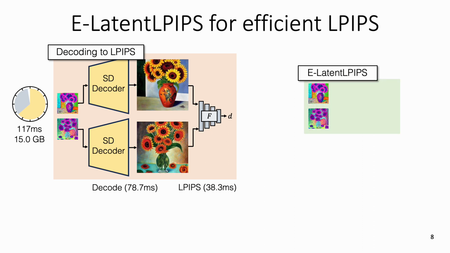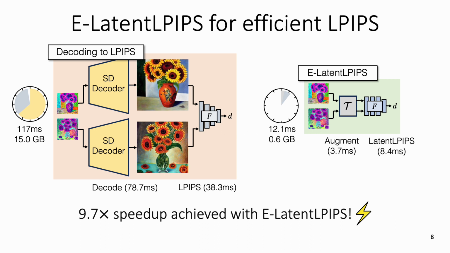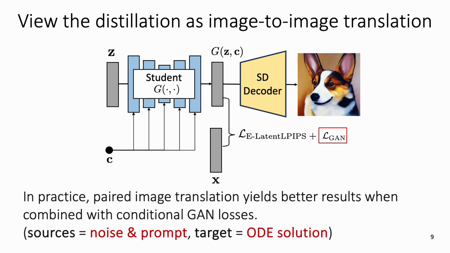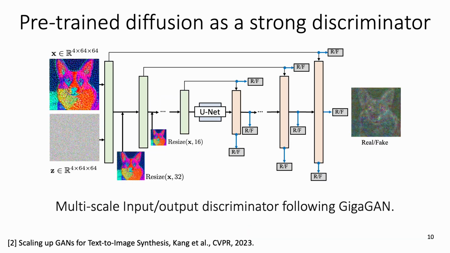However, our proposed E-latent LPIPS uses differentiable augmentation first to prevent adversarial attacks and compares perceptual similarity directly in latent space, speeding up LPIPS calculation by 9.7 times. Now, we will switch to latent LPIPS. Since our regression training can be seen as a paired image-to-image translation, where the source is Gaussian noise and prompt, and the target is the ODE solution, we can further introduce a conditional GAN formulation to improve distillation performance. Specifically, we propose a multi-scale input-output diffusion discriminator, and please refer to our paper for more details.